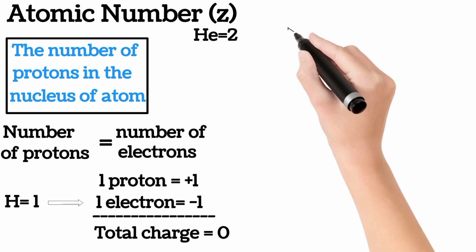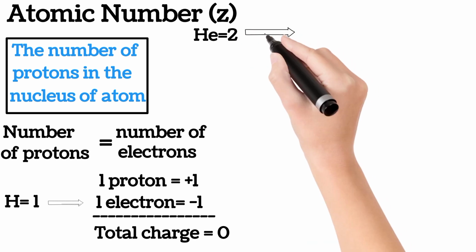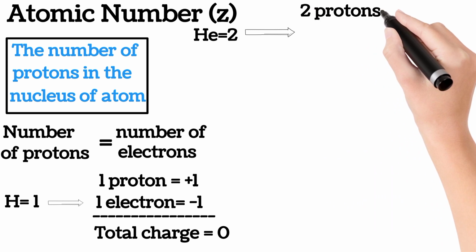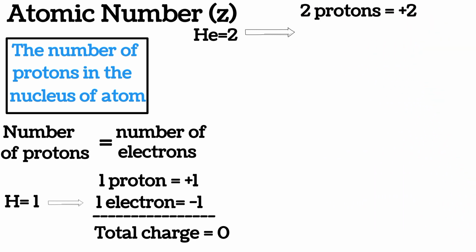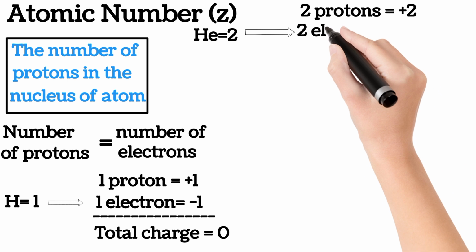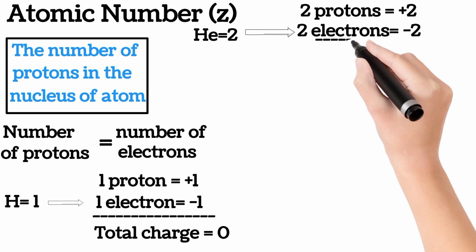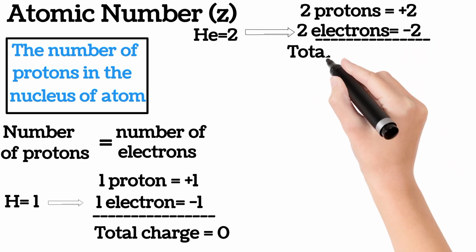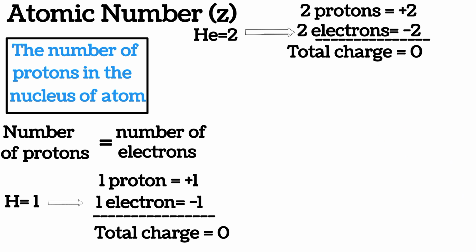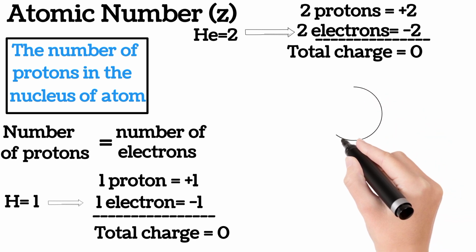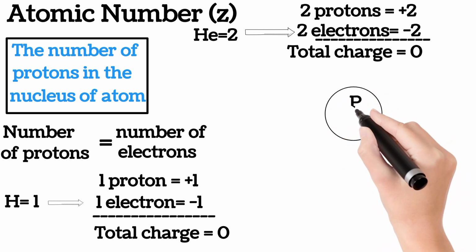Let's look at helium, for instance. The helium atom has atomic number 2. With atomic number 2, it means that it has 2 protons with plus 2 charge and 2 electrons with minus 2. And if you sum that together, you're going to have plus 2 minus 2. You have a total charge of 0, so it makes it what? Neutral. So all atoms in the elemental state are electrically neutral because the number of protons will always be equal to the number of what? Electrons.